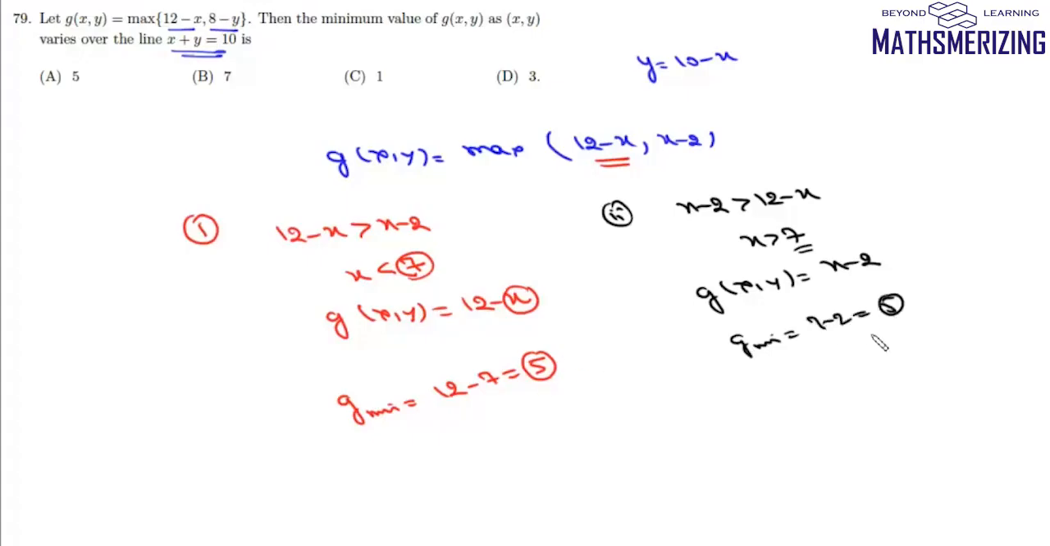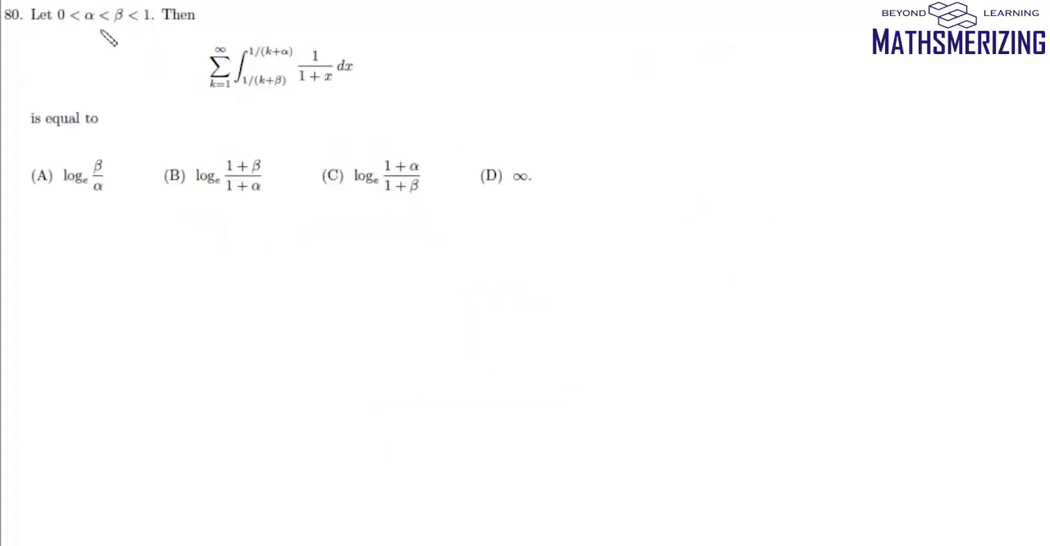So the minimum value of g(x,y) over the line x plus y equals 10 is 5, and that's your option number A. Now question number 80 is: if alpha and beta are less than 1 and greater than 0, then this summation, k varies from 1 to infinite, of this integral from 1 upon k plus beta to 1 upon k plus alpha of 1 upon 1 plus x dx is. Now first we'll solve this integral.